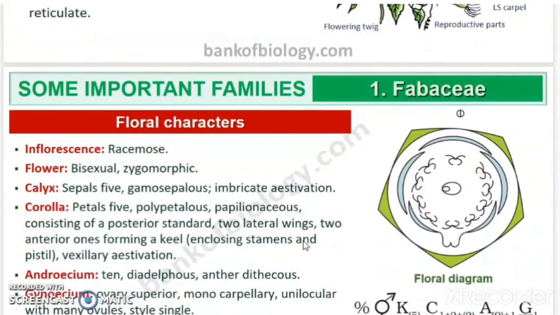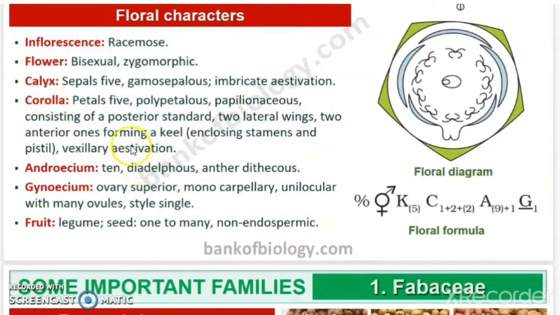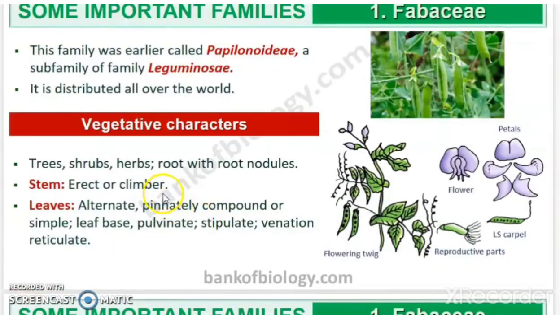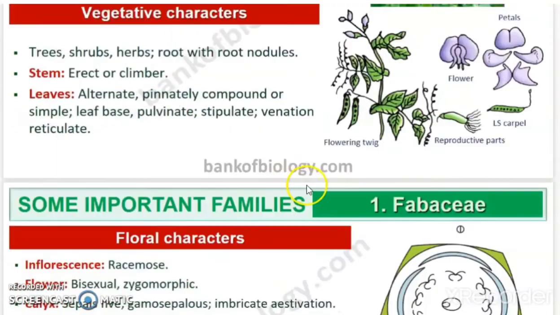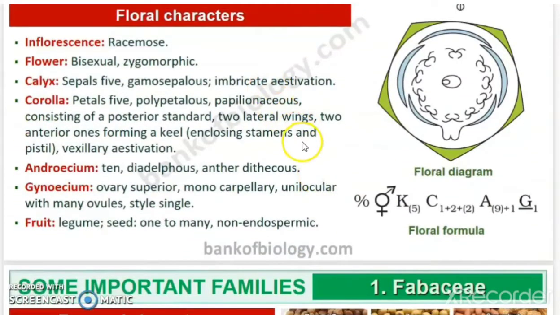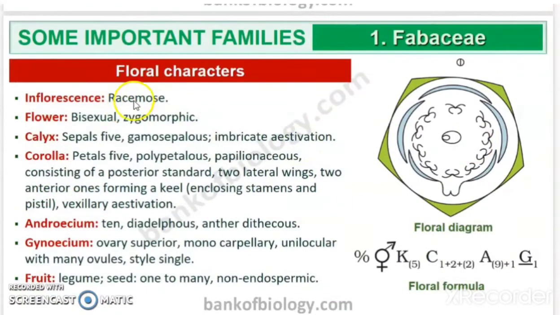Now coming to the next part, which is the floral characters. Here inflorescence is racemose. Now what is inflorescence? We have studied inflorescence, right? There are two types of inflorescence. The arrangement of flowers on the floral axis is termed as inflorescence. We learnt about habitat and vegetative characters. Now we are going to learn about floral characters, right? In these floral characters, they have inflorescence which is racemose.